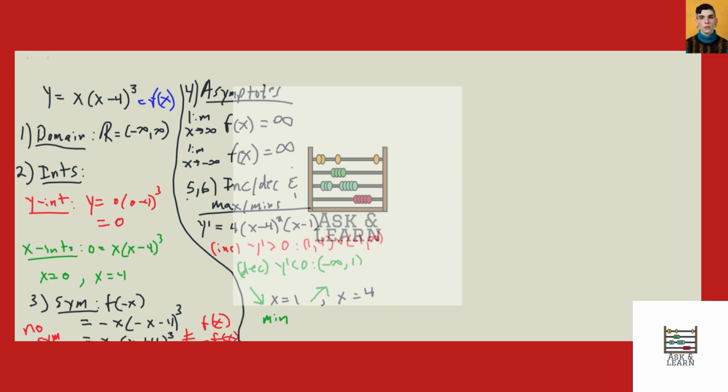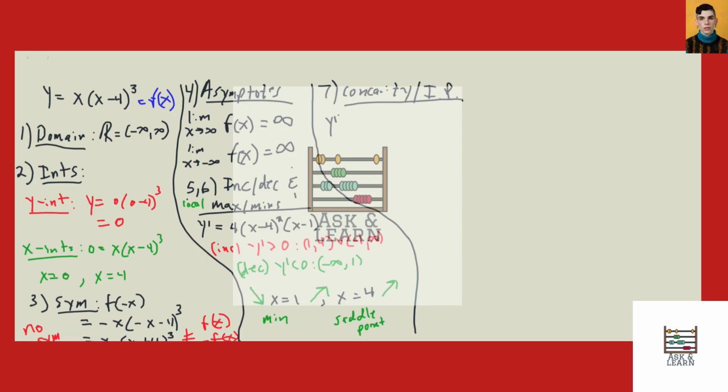So I'm saying max and min, but I should be saying local max and mins. And now x is equal to 4, so it's increasing into 4, and then after 4, it's also increasing. So this is not a max or a min, it would be a saddle point. All right, so we have our max and our mins tackled. The next thing we want to do is check for concavity and inflection points. So concavity and inflection points.